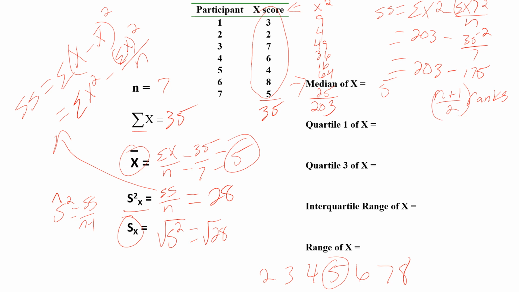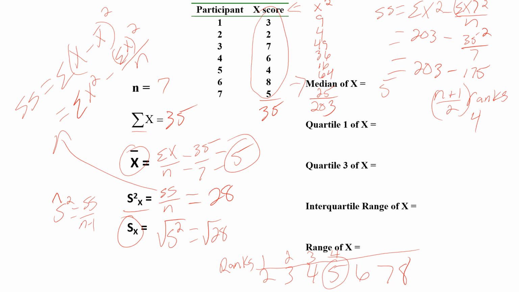In this case, our n is 7, so 7 plus 1 is 8. 8 divided by 2, it's going to be 4 ranks. So we've got 1 rank, 2 rank, 3 rank, 4 rank when we talk about ranks, or position. Another way to say it is position, but I like to call it ranks just to differentiate it. So it's the 4th position or the 4th rank, so you get that 5 there.